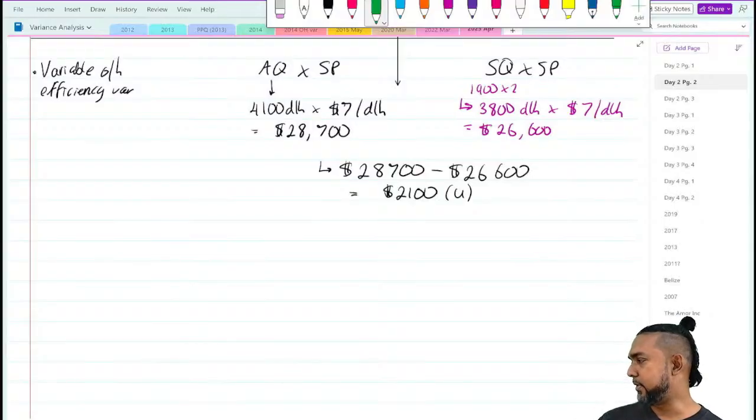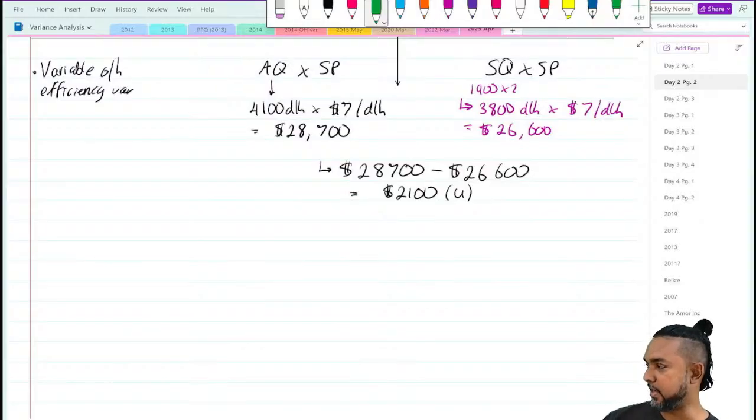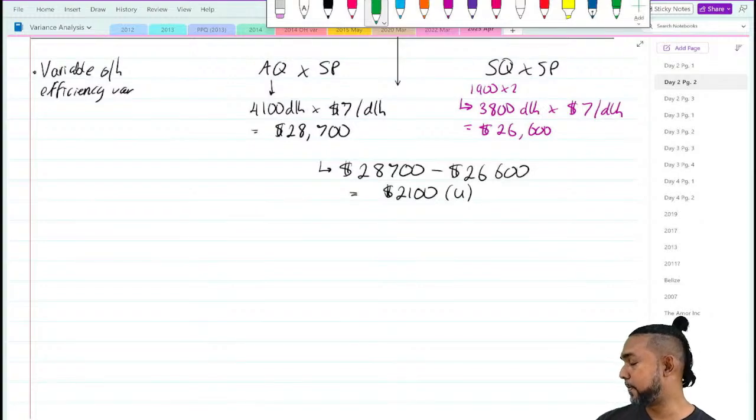All right. Okay. So Google Meet. If you guys are good with the variable overhead efficiency variance as explained, just kindly give me a quick Q&A chat, please, and thanks. Right. If you need me to go over it again, it's not a problem.